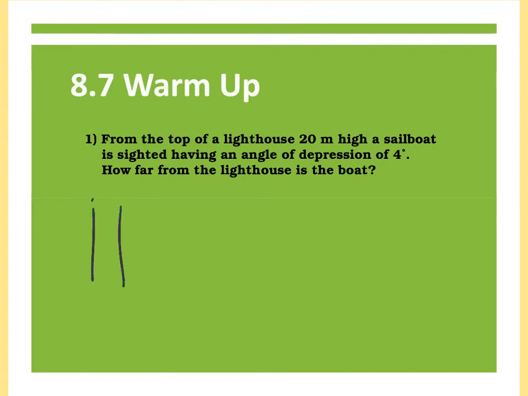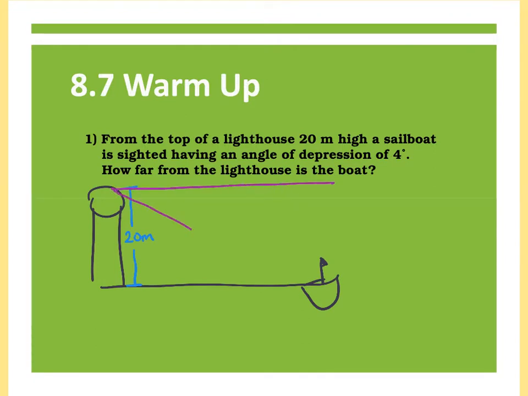So I've got a lighthouse, right? And then I've got a boat. And it says from the top of the lighthouse, 20 meters high. So there's the height of the lighthouse. It's sighted as having an angle of depression. So remember, depression is eye level or horizontal down, which means my angle of depression is here, 4 degrees. And it wants to know how far the lighthouse is from the boat.